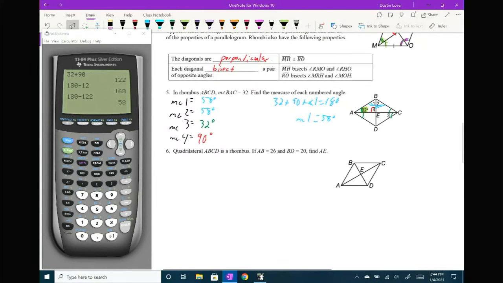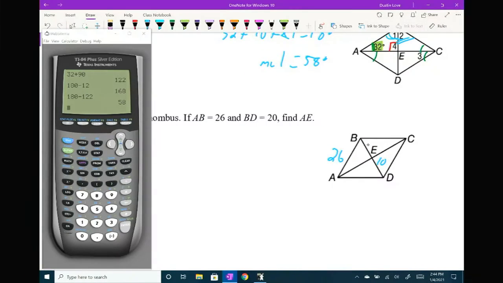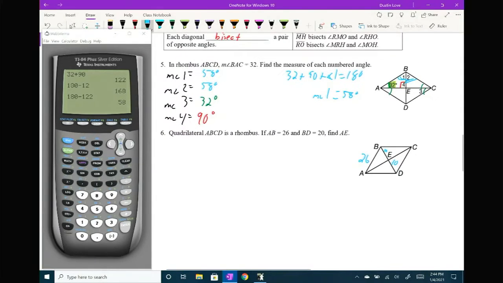Okay, number 6. It tells me that AB is 26. BD is 120. So the whole diagonal is 120. There's 20. I'm going to write that as 10 and 10 just to make that easier to keep track of because I know the diagonal is bisected. Find AE. Well, I know that this is a right triangle or a right angle. Therefore, I've got a right triangle, so I can use Pythagorean Theorem to find AE. Now, Pythagorean Theorem, if you don't remember, is A squared plus B squared equals C squared, where C is the hypotenuse, or that is C, the 26.